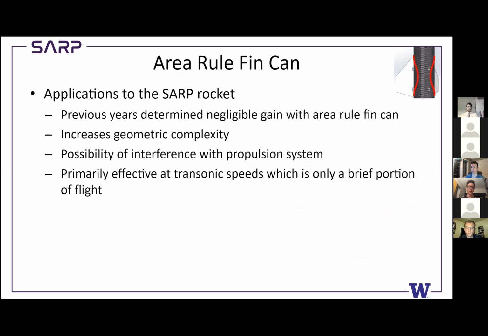And so, applications to this rocket. Previous years have determined that there would not be as much gain by applying the area rule. It does increase the complexity. There's a possibility of interfering with the propulsion system, specifically the thrust chamber, because of the fins' locations at the back of the rocket. And it's really only effective at transonic speeds, which is only a brief portion of the flight.